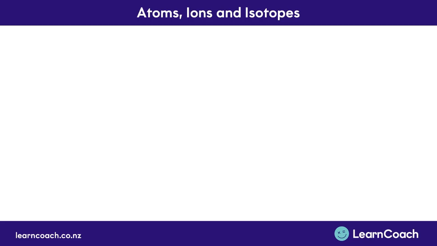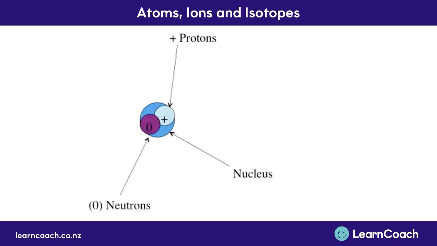Atoms, ions and isotopes. Now with the atoms, ions and isotopes part, these are 3 whole sections jammed into one video, so you may have to pause or repeat because there's a lot of information in here. At the very center of our atom, we have a small solid core called a nucleus. Now that nucleus is made up of positive particles called protons and neutral particles called neutrons.